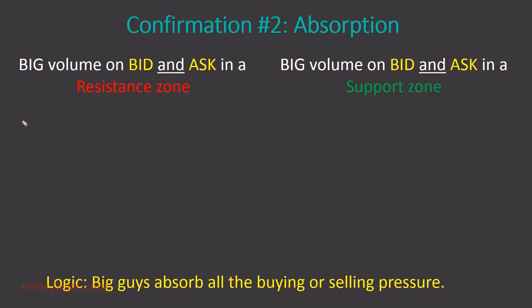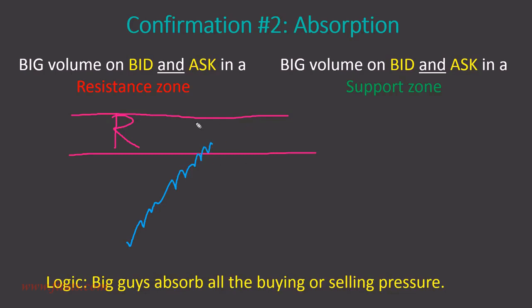Let me draw you a little picture. So imagine there is a resistance zone which you found, for example, using the volume profile, and imagine that the price is moving towards this resistance zone. Now it hit the resistance zone and you are waiting for a confirmation. Now if in this resistance zone there is a high volume node, and in that high volume node there is a big number both on bid and also on ask, then it's the absorption.